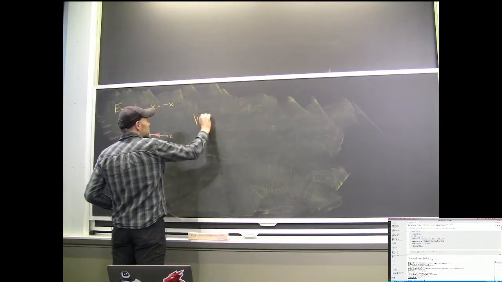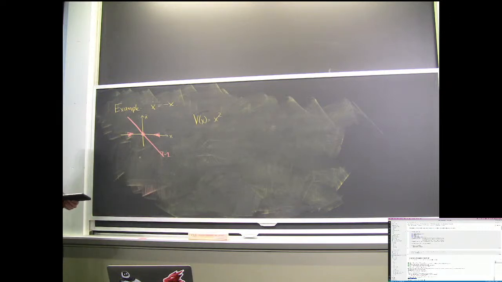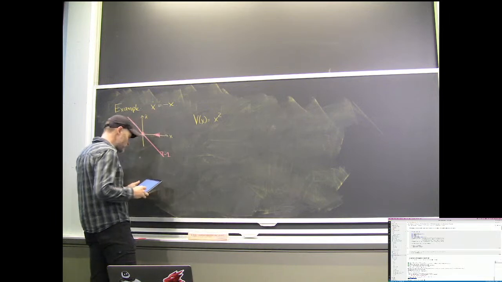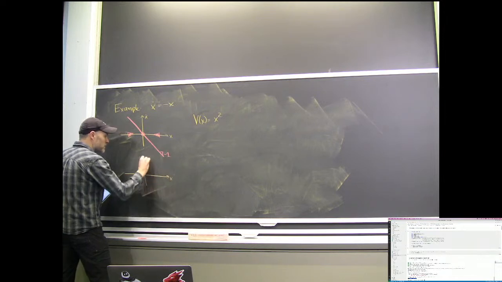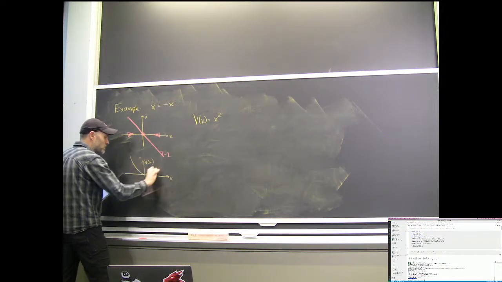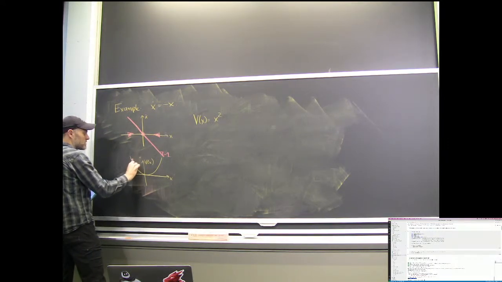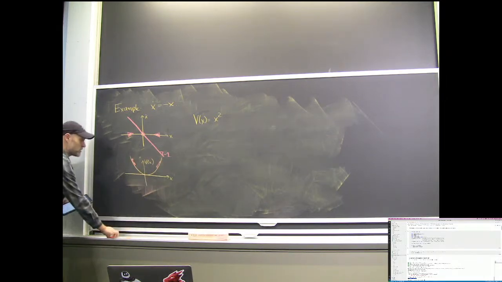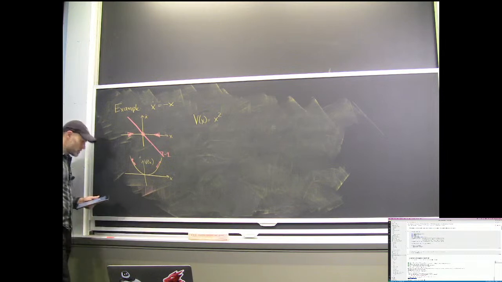If you choose V of x to just be x squared, it turns out linear systems always have quadratic Lyapunov functions, if they're stable. You can think of that as, if I were to draw V of x, this is just a quadratic bowl like this, and the energy here is going down. The dynamics of this are equivalent to going downhill on a quadratic potential. But let's just work the mechanics.